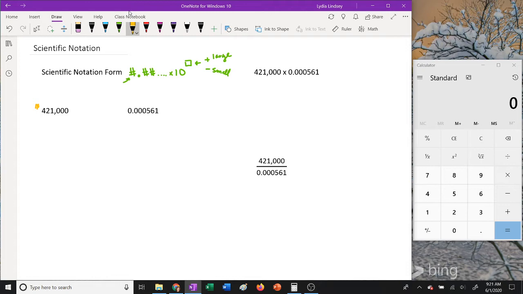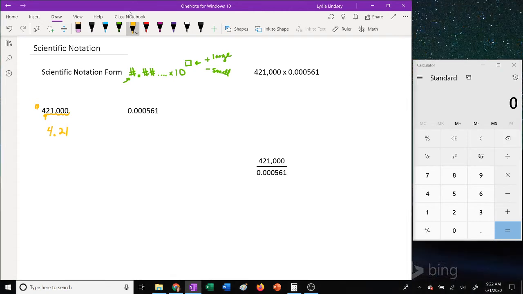Now, if I don't have a decimal in place, he's always sitting here at the end, but I'm going to move him, and I want him to sit between the 4 and the 2 here. So my number of movements is going to determine my exponent. So I'm going to move it 1, 2, 3, 4, 5 places. So now he's going to sit between the 4 and the 2.